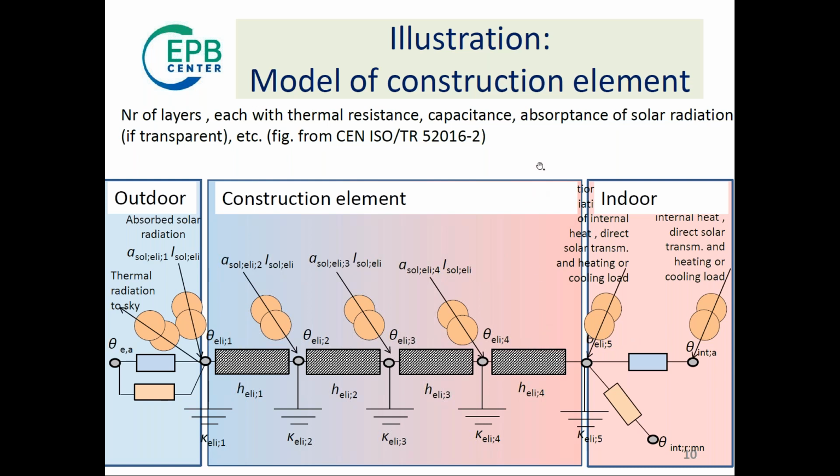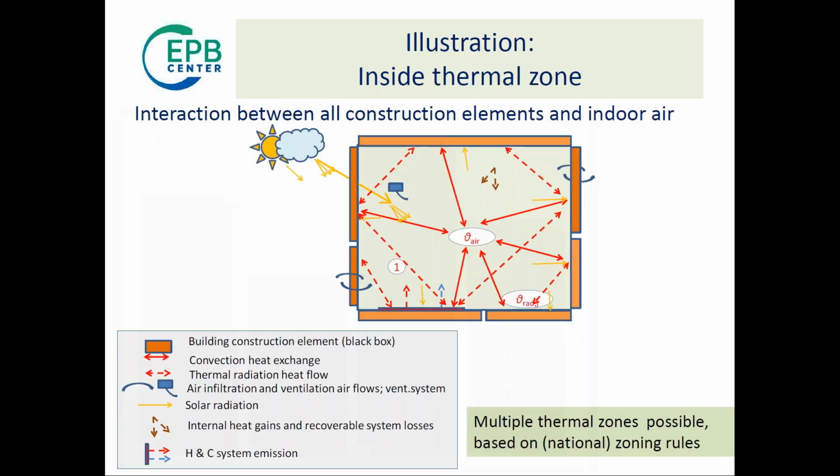Well, so this is for each construction element, a little bit simpler and different for window elements. And then all these elements are in a thermal zone, and they interact in the thermal zone with the air and with each other by thermal radiation and so on. So I'll not go into the details of this. This was just to illustrate that this is similar to a building simulation tool, and then you can have multiple thermal zones, and you have national rules, for instance, to determine these zones.